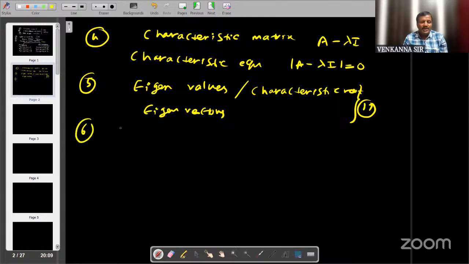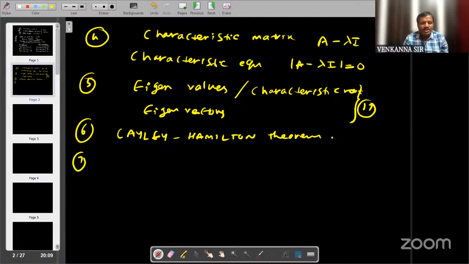Sixth one is the Cayley-Hamilton theorem. What is the purpose of the Cayley-Hamilton theorem? Every square matrix satisfies its own characteristic equation. So up to 6 topics are all very important from the GATE point of view.